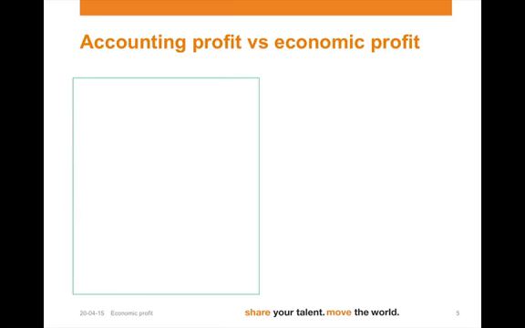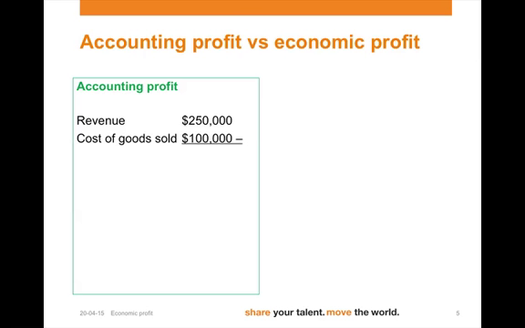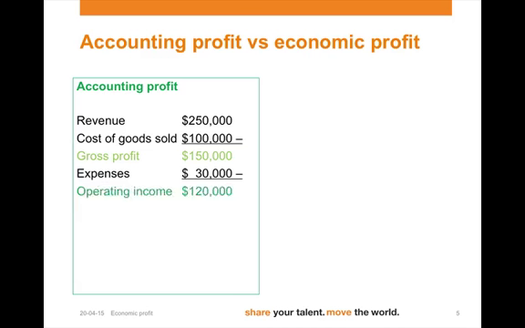Let's compare two important measurements of profit. Accounting profit versus economic profit. How do we calculate accounting profit? We first look at revenue and then at the cost of goods sold. In the example, 250,000 is revenue, cost of goods sold is 100,000. That gives you a gross profit of 150,000. From this gross profit you have to subtract expenses. That leaves you an overall operating income of 120,000.